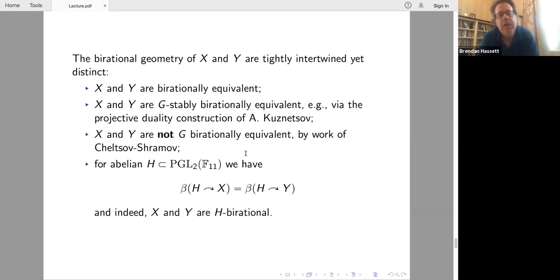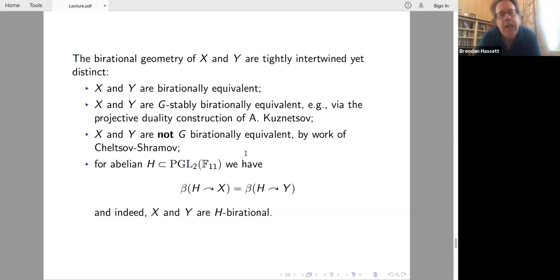So there's a natural P1 bundle over Y to which the G action lifts, that has the property that a section of that by a hyperplane is birational to X. So these are tightly related even in the G-birational category, but they are unfortunately not birationally equivalent to each other for G. There's work of Shramov and Cheltsov that shows, using the factorization results and analysis of linear series, that they're not G-birationally equivalent, even though they're G-stably birationally equivalent.